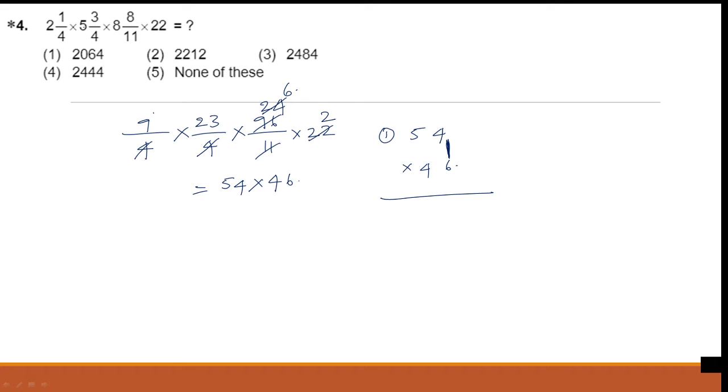So what is 6 4s? 24. Write the ones digit place, and the remaining becomes the carry. So actually 6 4s are 24, right? We need to write 4 here in the main answer, and the 2 becomes the carry. In the next step, you need to multiply 6 5s and 4 4s, and then add those two.